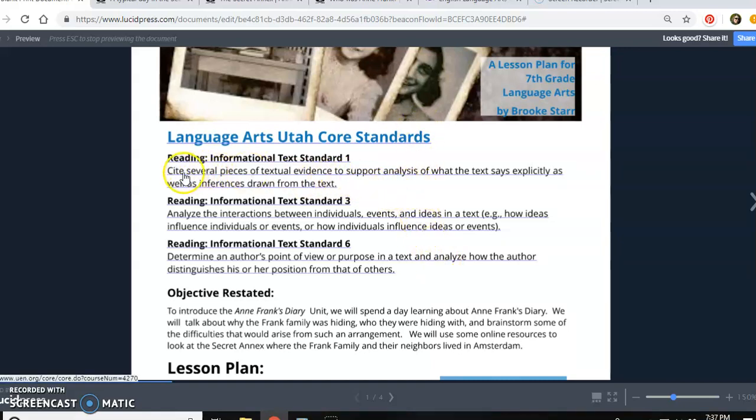And then as they write their essays at the end of the lesson plan, they'll have to use textual evidence in order to be able to do that. So that is my lesson plan.